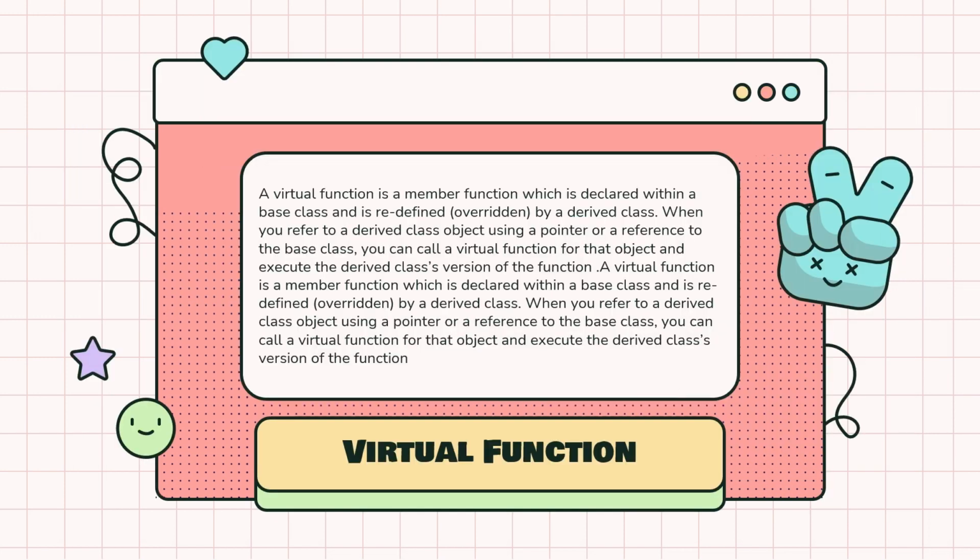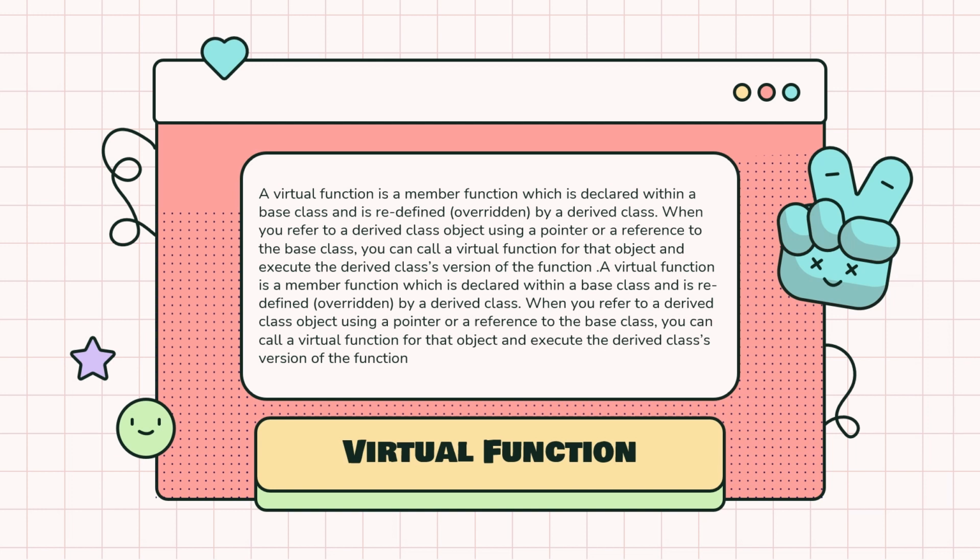What is a virtual function? A virtual function is a member function which is declared within the base class and is redefined by the derived class. It means that we have a base class and a derived class, and all the properties of the base class are derived in our derived class publicly. Now suppose we have the same function in both classes, so how do we differentiate whether we are calling the base class function or the derived class function?